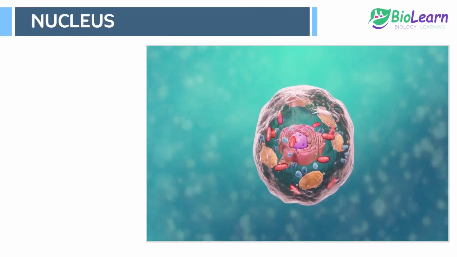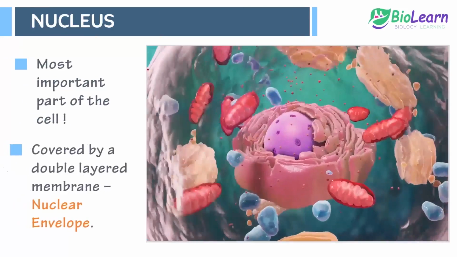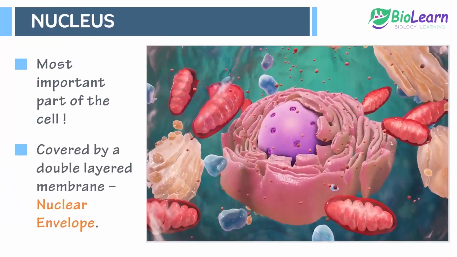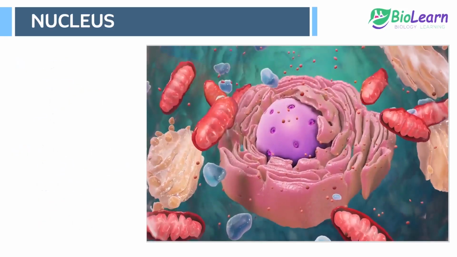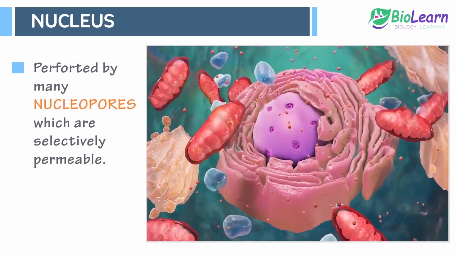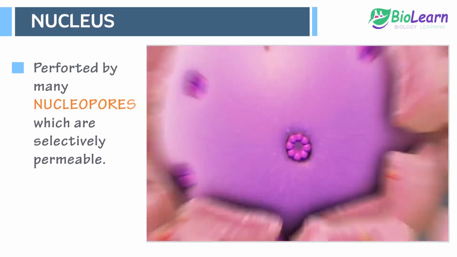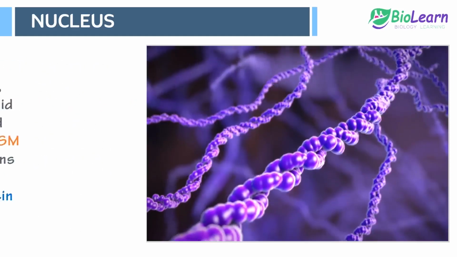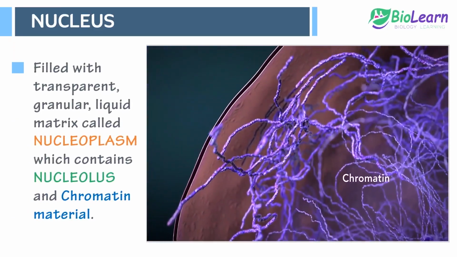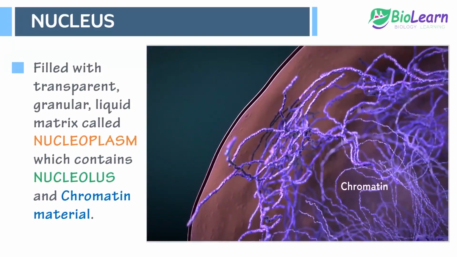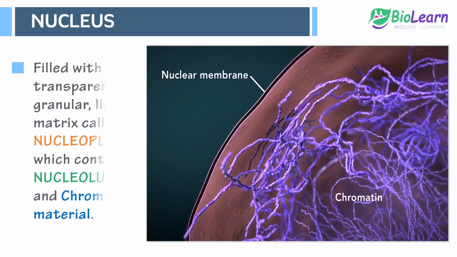Nucleus is the prominent and most important part of the cell. It is covered by a double-layered membrane called nuclear envelope, which separates the nuclear contents from the cytoplasm. It is perforated by many small pores called nucleopores, which allow selective transfer of substances. The nucleus is filled with a transparent granular liquid matrix called nucleoplasm. It contains nuclear components such as nucleolus and chromatin material.